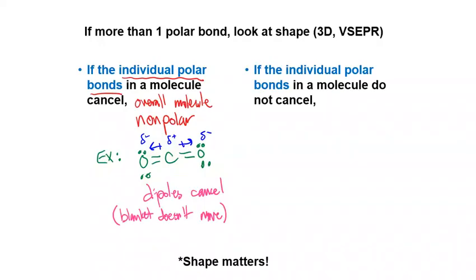Now let's look at what happens if we have individual polar bonds in a molecule that do not cancel. If they don't cancel, then they're going to reinforce each other, and overall our molecule will be polar. Overall molecule polar. An example of this is good old water. I love water. It's great.